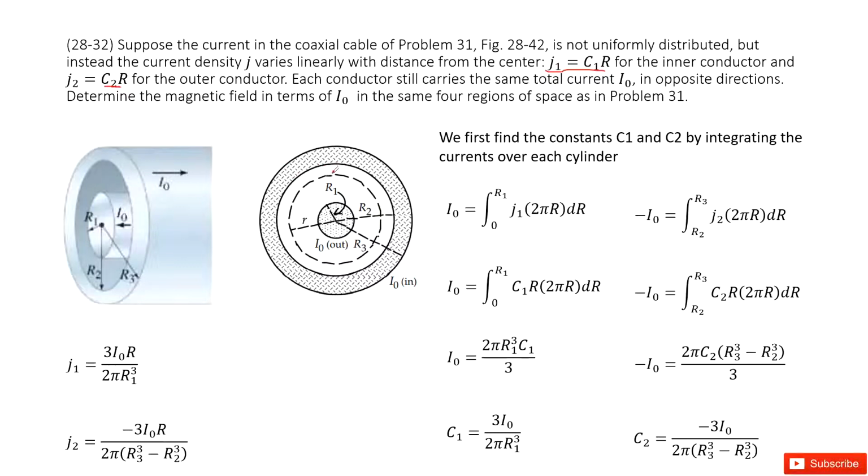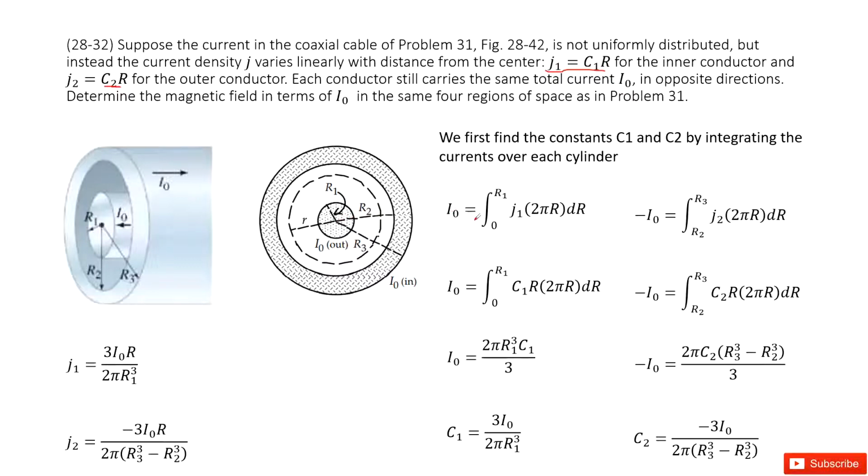So at the very beginning, we need to determine the constants C1 and C2, right? How can we do that? Look at the inner part. The current that goes through the inner part is I0, and its density is J1. This J1 changes with r, it is a variable with r, right? So that means we can do the integral.